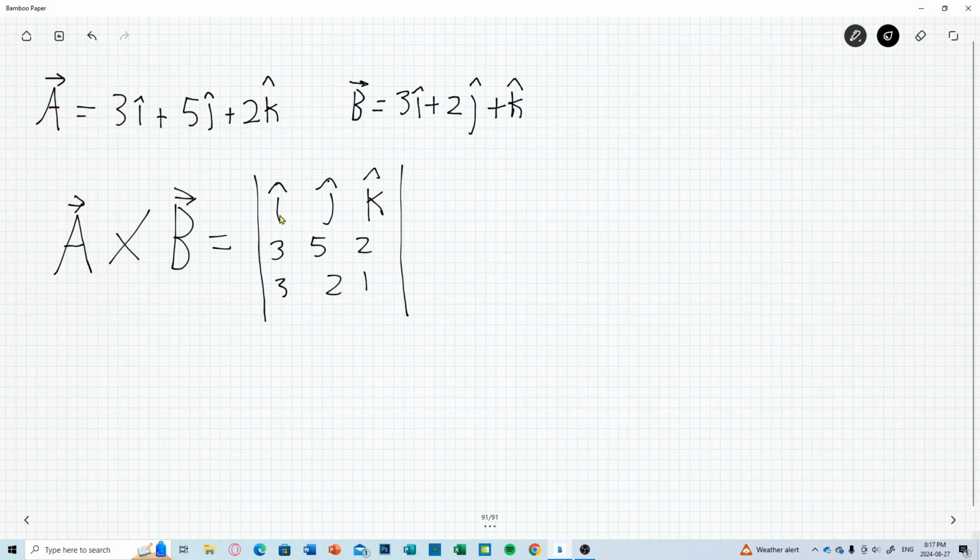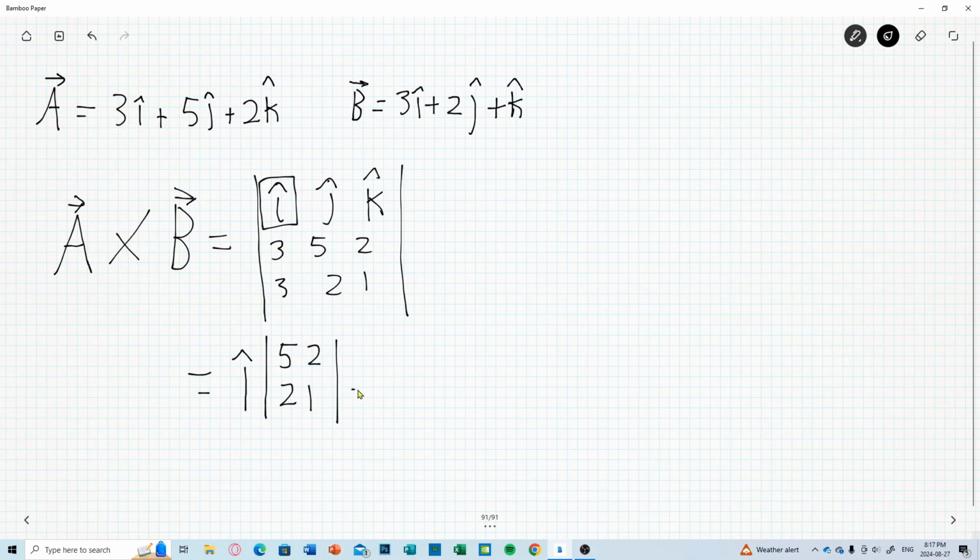Now we're going to start off with our i. Our i is going to cross out the column and the row that it's in. So we're going to ignore the j and the k, and we're going to ignore both the 3's. So we're going to start it off with the i up front and we're going to have 5, 2, 2, and 1. So I'll write that down.